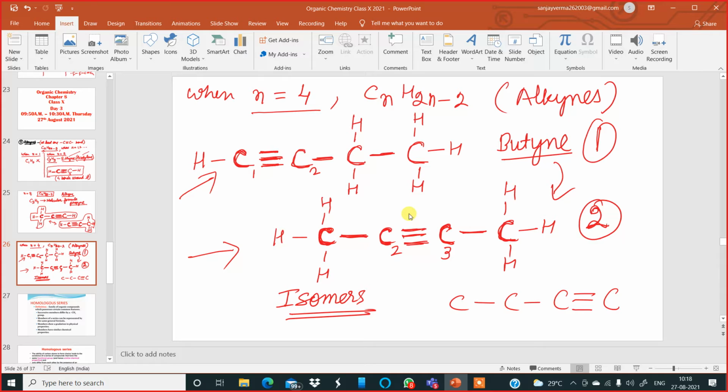More than 3 carbons: from butane onwards, isomerism is possible. From 4 carbon atoms, isomerism is possible. That I have told you already in the previous class. Whenever carbon is equal to 4 or more than 4, only then is isomerism possible for alkenes and alkynes. Alkenes contain a carbon-carbon double bond, and alkynes contain a carbon-carbon triple bond. Am I clear?